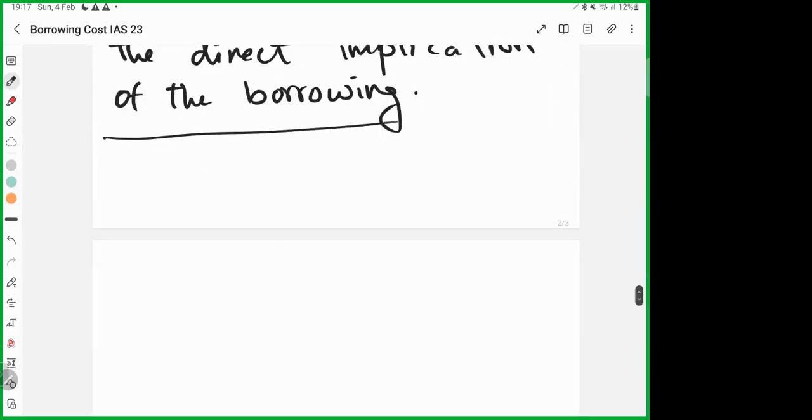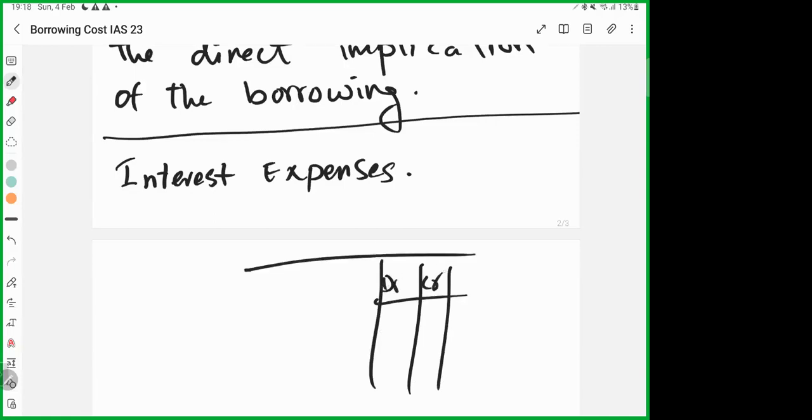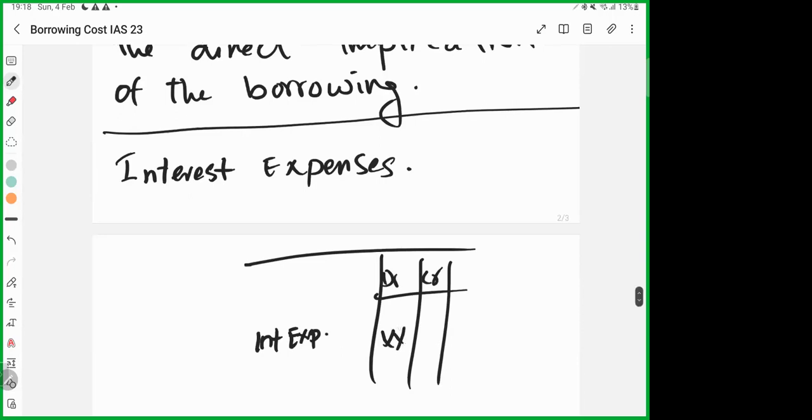Normally, from our basic accounting knowledge, in my trial balance, interest expense, you have a trial balance with debit and credit. Interest expense I will show as a debit or credit? It's an expense, so it's debit. Yes, debit. So what do you think is the ultimate treatment of this? Where should this be landed?